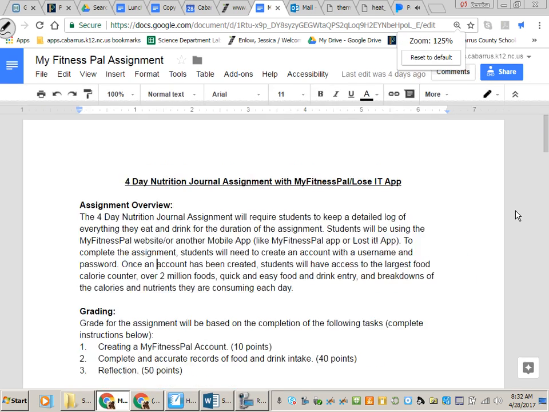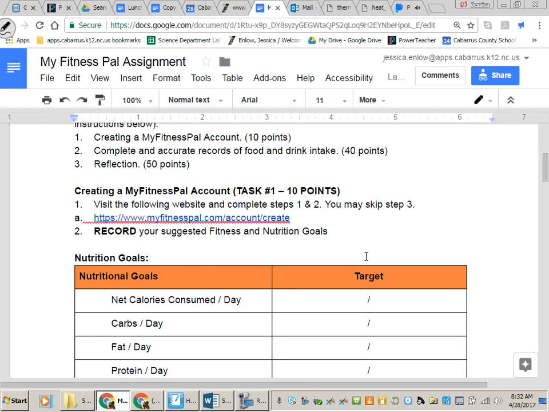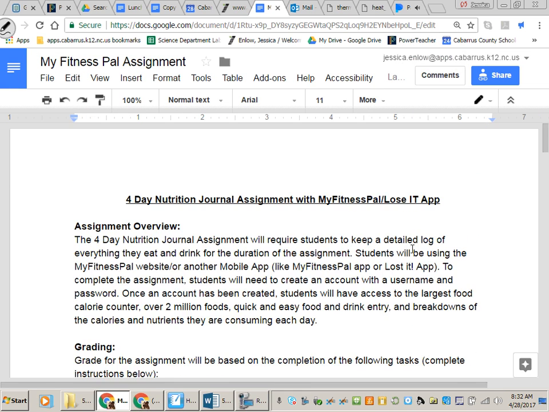I got 4 minutes, so look up here. So it's a 4-day nutrition journal, and you can either download an app on your phone, MyFitnessPal, or like Lose It. There's lots of nutrition tracking devices on your phone, and you can also do it on the computer. It doesn't have to be an app. I know you guys run real low on space on your phone, but I need it for 4 days.